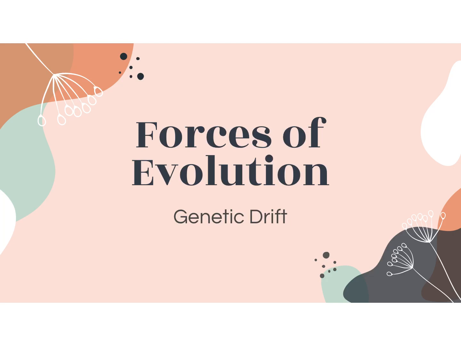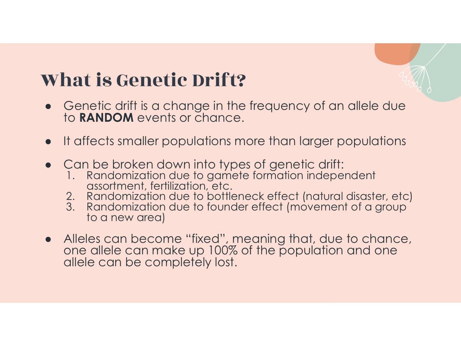Hey everyone, this is your lesson on genetic drift, one of the forces of evolution we are going to be talking about. So what is genetic drift? Genetic drift is a change in the frequency of an allele due to random events or chance. It's very important that you understand that this is due to randomness. It's going to affect smaller populations more than it affects larger populations. And it can be broken down into types of genetic drift.